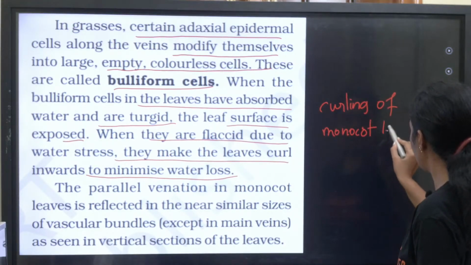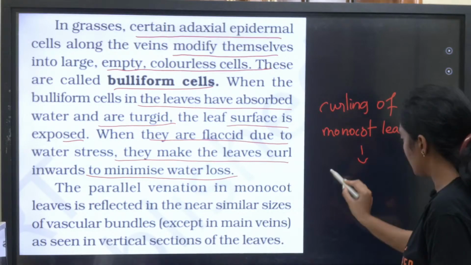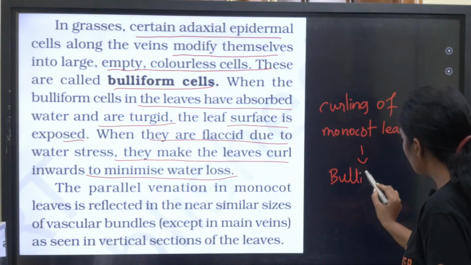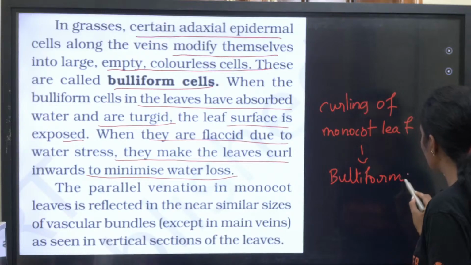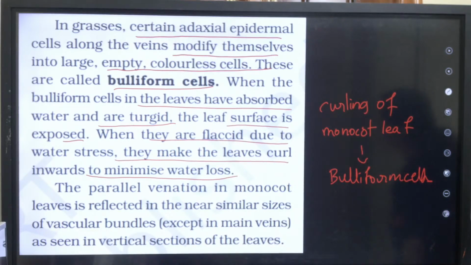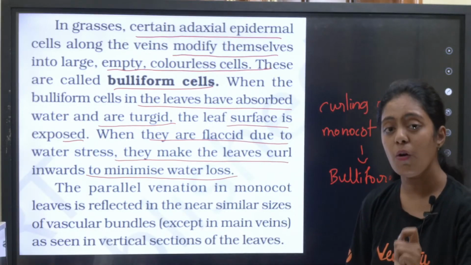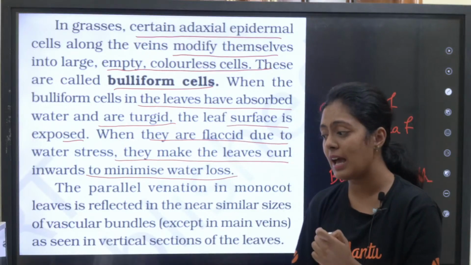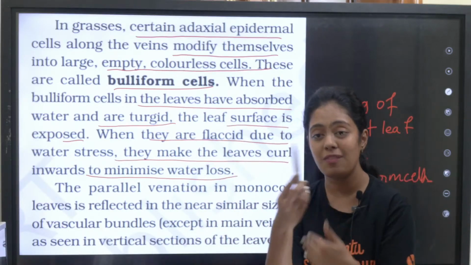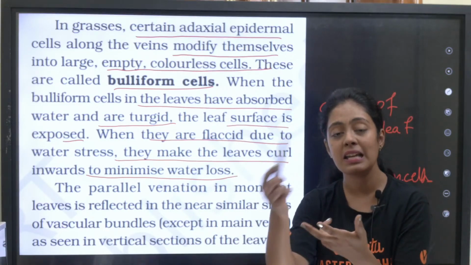So they can ask you, curling of monocot leaf is due to which cells. This has been a PYQ, it is due to bulliform cells. Okay, bulliform cells ரொம்ப முக்கியம். எப்பெல்லாம் தண்ணி இல்லையோ, what will happen? These bulliform cells will become flaccid due to water stress and the leaves will curl.